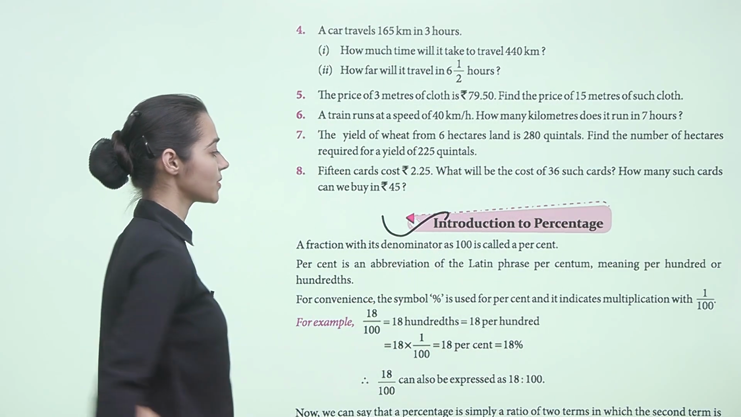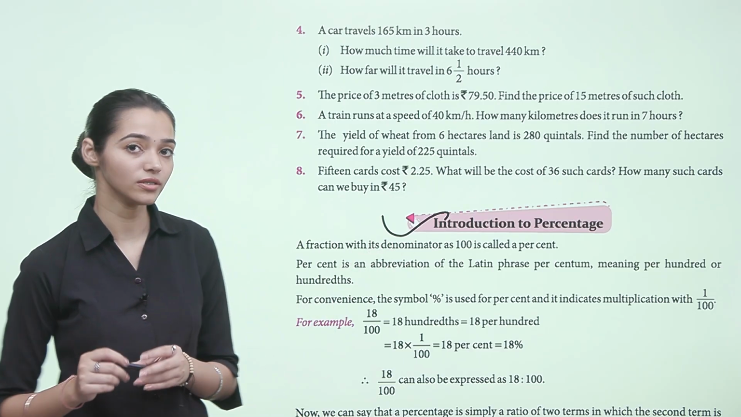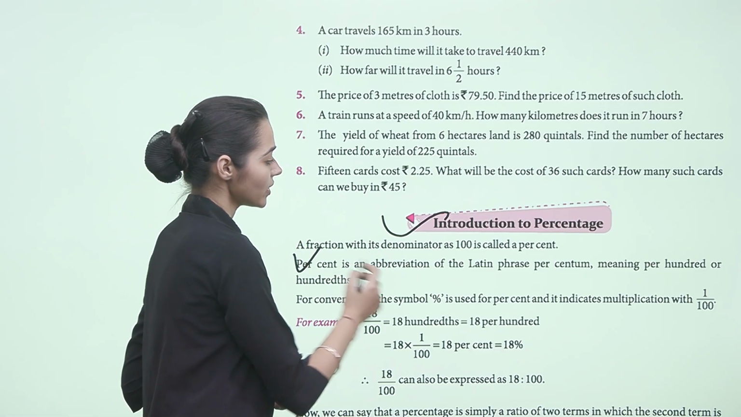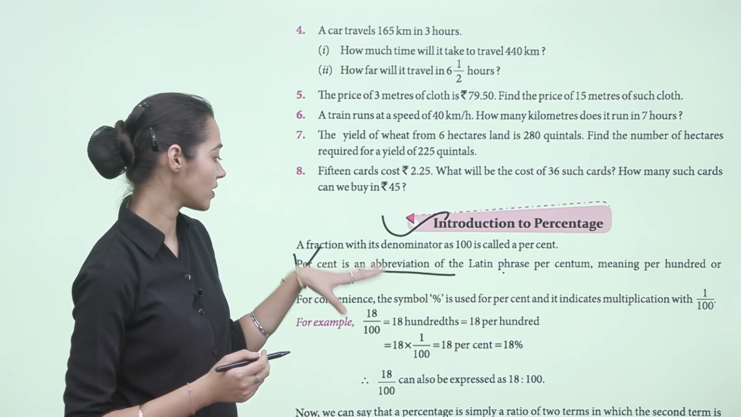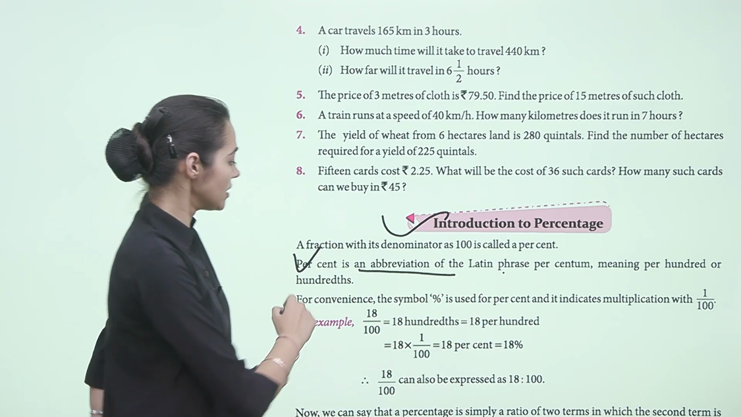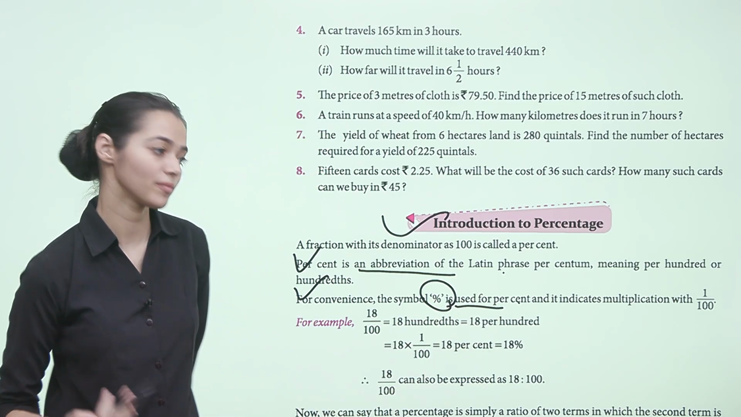Next is our introduction to percentage. A fraction with its denominator as 100 is called a percent. Percent is an abbreviation for the Latin phrase percentum, which means per 100 or per hundredth. For convenience, this is our percentage symbol, which stands for multiplication by 1 by 100.